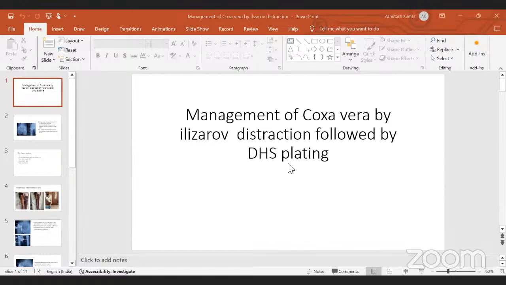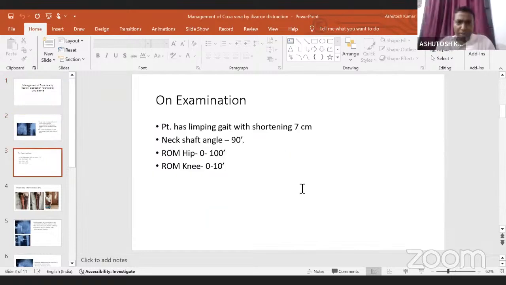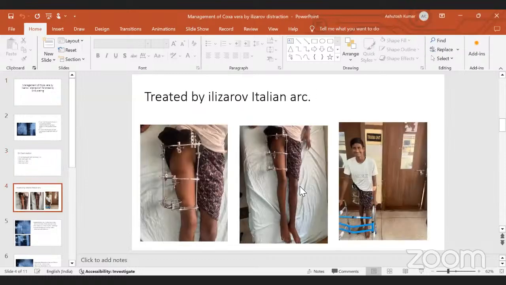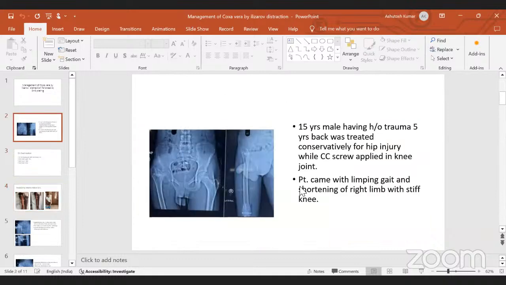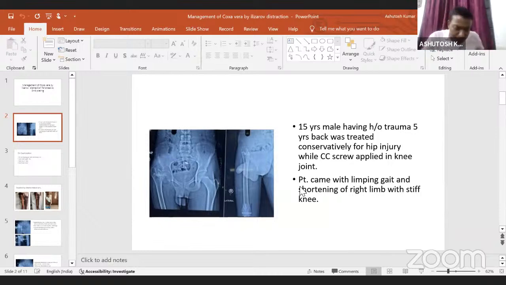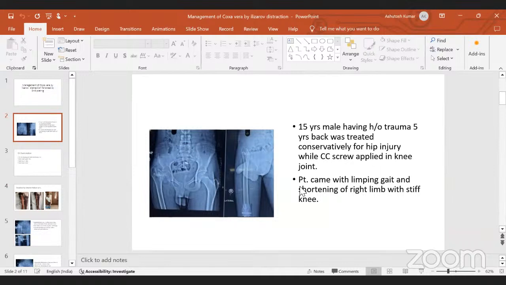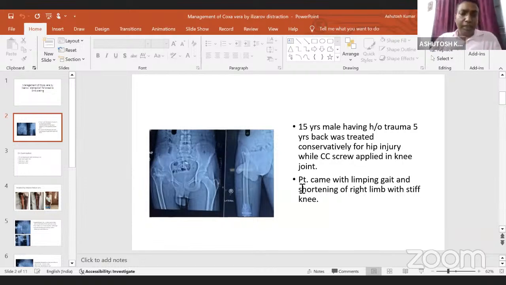Yes, Dr. Ashutosh, this is a very nice case. As we can see, this is more like a delayed union of an intertrochanteric fracture causing coxa vara, right? Yes, sir. So were you able to correct this varus deformity by distraction with Ilizarov? Sir, we got the limb length. We were not able to completely correct the varus deformity. The neck shaft angle was around 90 degrees and we achieved around 110, sir. After that we couldn't correct more, but the limb length was almost equal.